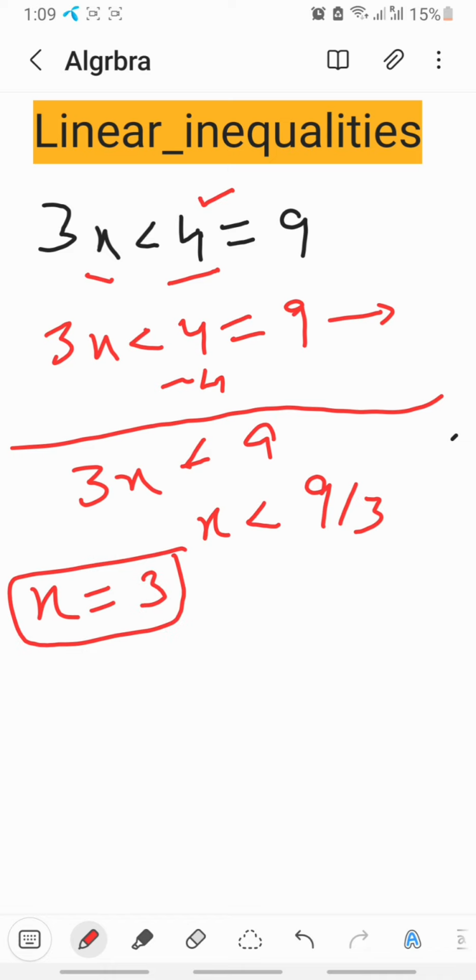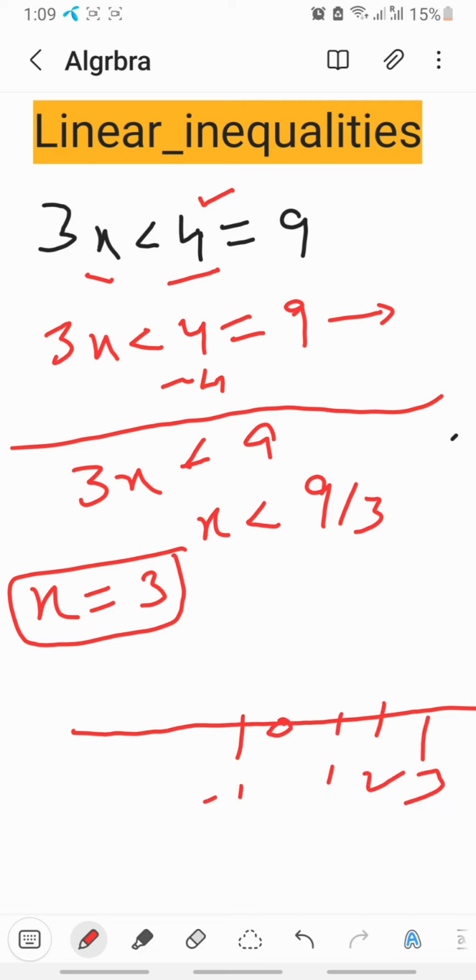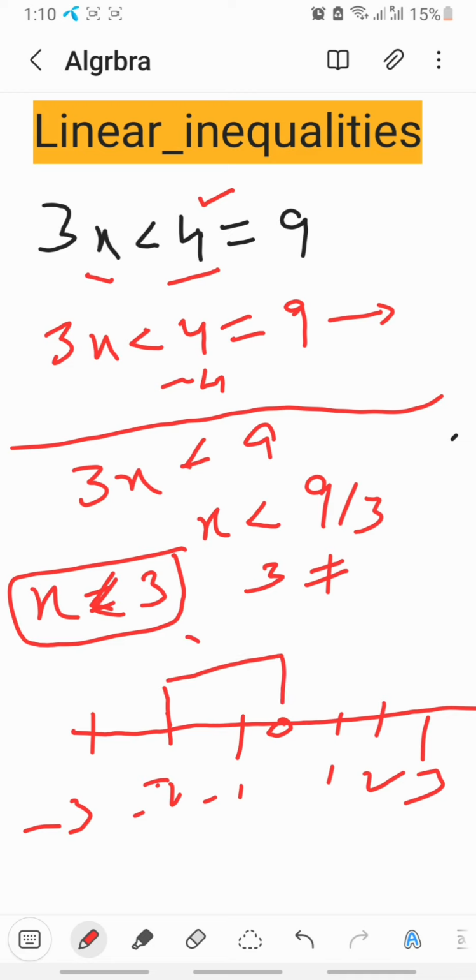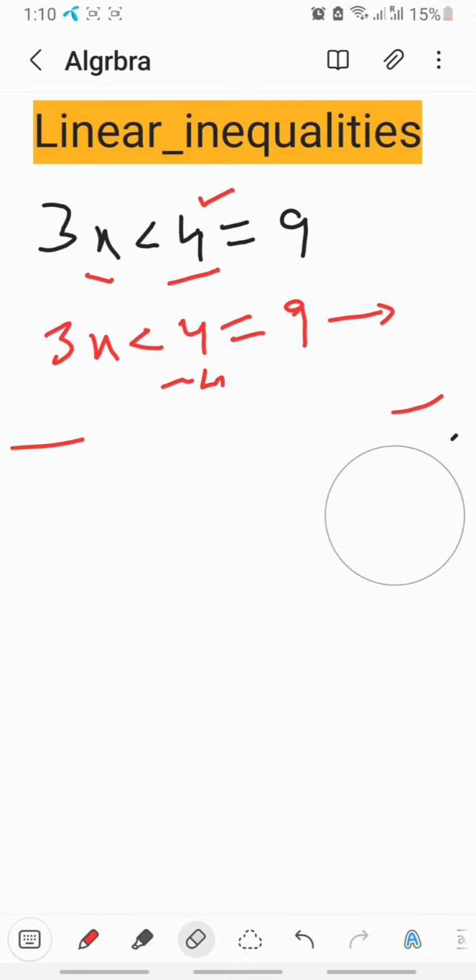How will we draw this 3 on the number line? Let's say this starts from 0. This is positive 1, 2, 3, and negative 1, negative 2, negative 3, and so on. Here x is less than 3, which means that 3 is not included. So we choose a number less than 3, which is 2. So x < 3 starts from 0 and goes toward the negative side. Hope you get it. We will move toward the next question.